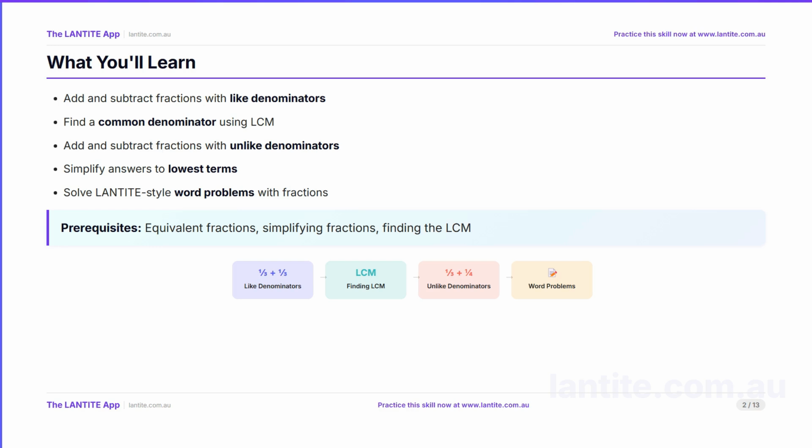Here is what we will cover in this lesson. We will start with the simpler case of adding and subtracting fractions that already share a denominator. Then, we will look at how to find the lowest common multiple to create a common denominator. After that, we will tackle unlike denominators and finish with LANTITE-style word problems. Before starting, you should be comfortable with equivalent fractions, simplifying fractions, and finding the LCM.